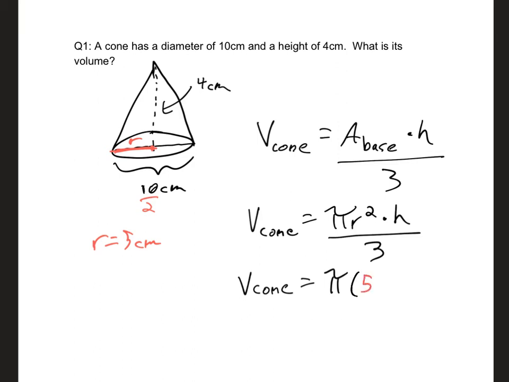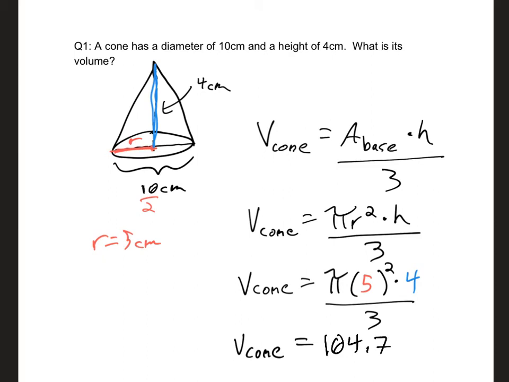5 times the height of the figure. So that is this height of the cone itself. So that would be 4 centimeters long. And divided by 3. Oh, forgot to square my radius here. So the volume of the cone we can just take that entire formula as we see it and put it into our calculator, and I ended up with 104.72 centimeters, and notice that this is a volume, so this is going to be centimeters cubed.